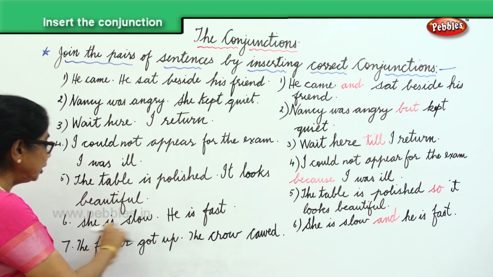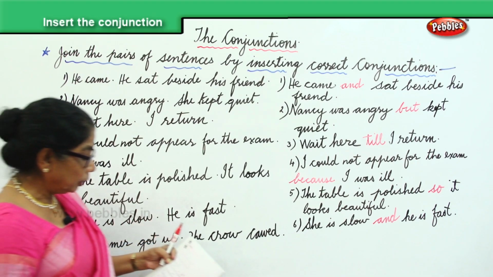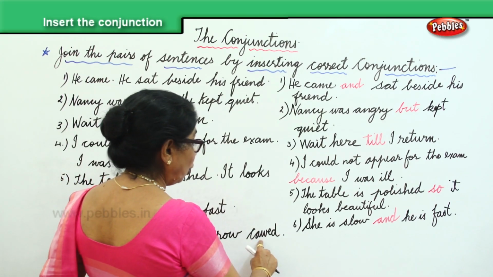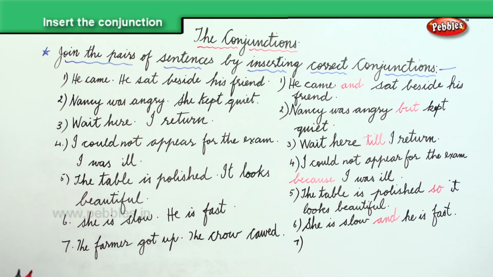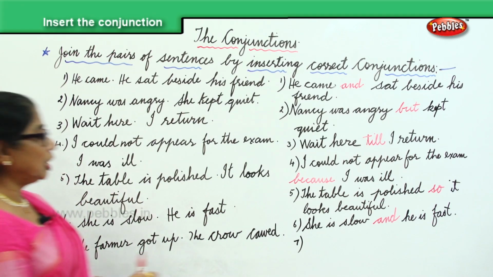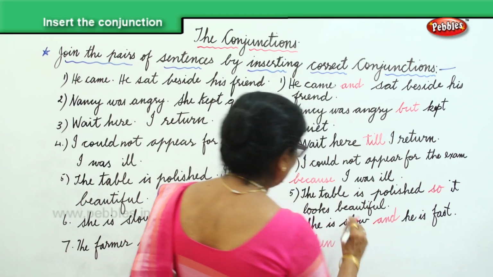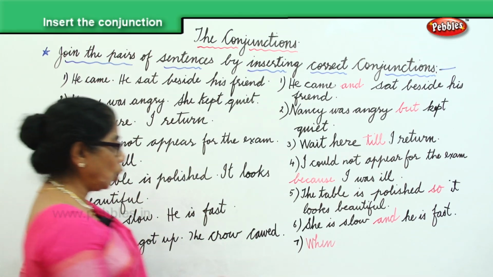Supposing we had "she is slow, she is fast," you can say she is neither slow nor fast. Now the seventh one: the farmer got up and the crow cawed. What will you say? When the farmer got up, you will insert the conjunction "when" at the beginning. When the farmer got up, the crow cawed.